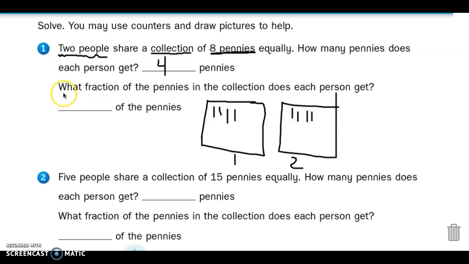Amazing. Well, now it says write a fraction of the pennies in the collection. What fraction of the pennies in the collection does each person get? Well, our total was 8 pennies. So all together we have 8 pennies, but we broke it up into 2 parts. So we broke our whole into halves. So our denominator is 2 because that's what we split our whole into. How many do they each get? Well, person 1 only gets 1 of the parts we split. So they get 1/2. Person 1 gets this half, person 2 gets this half of our 8 equal pennies.